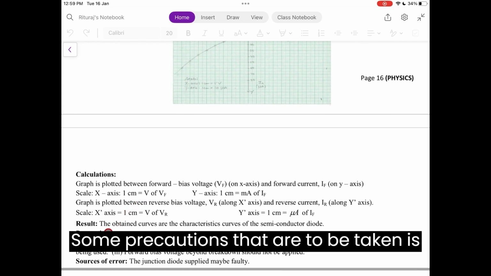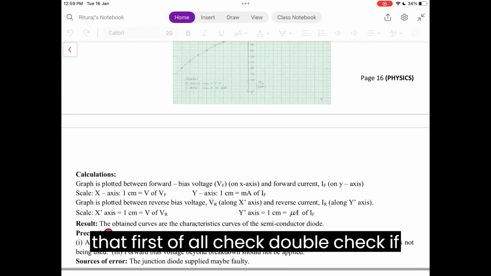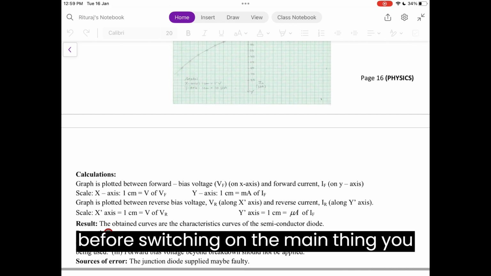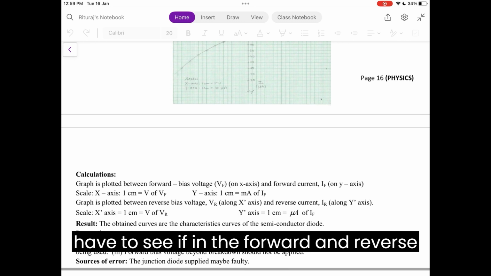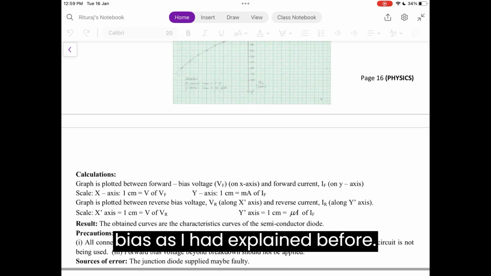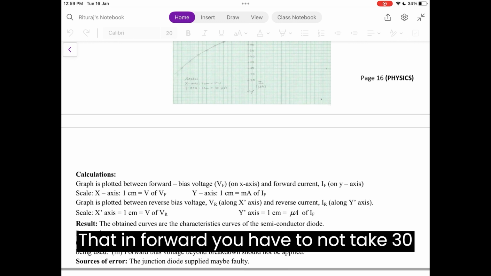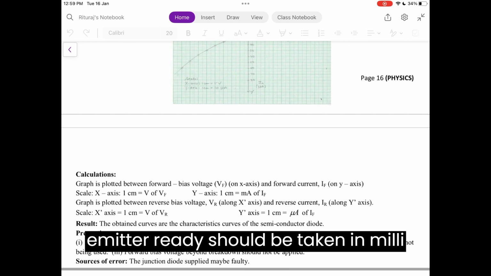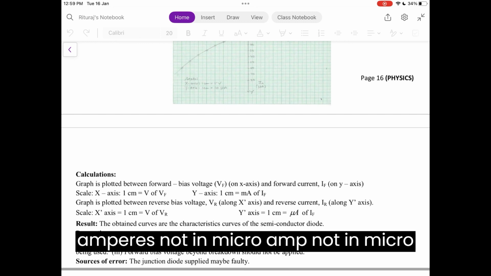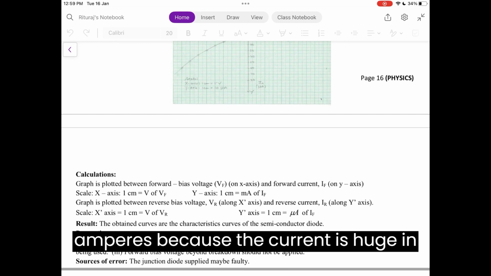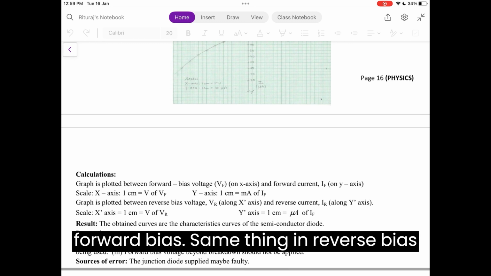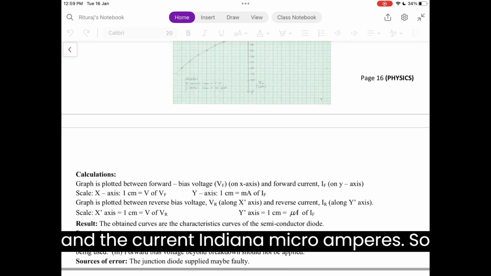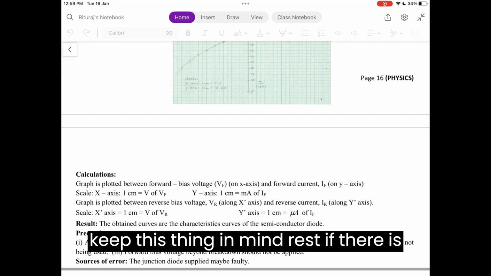Some precautions that are to be taken: first of all, double check if the junction diode is working or not, and before switching on, the main thing is to check the forward and reverse bias. As I had explained before, in forward you should not take 30 volt, you have to take 3 volt only, and the ammeter reading should be taken in milliamperes, not in microamperes, because the current is huge in forward bias. Same thing in reverse bias, you have to take the voltage in 30 volt and the current in microamperes. So keep this in mind.